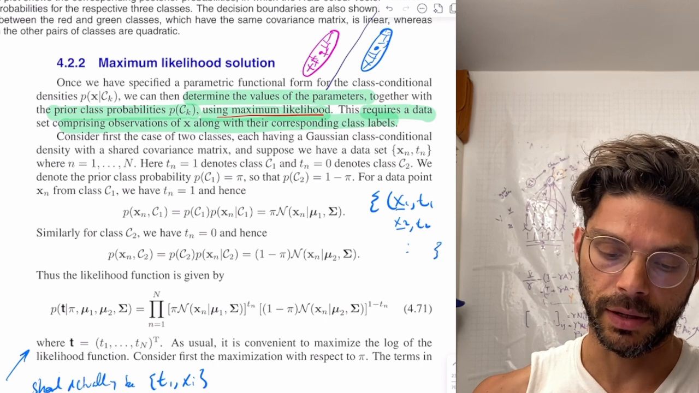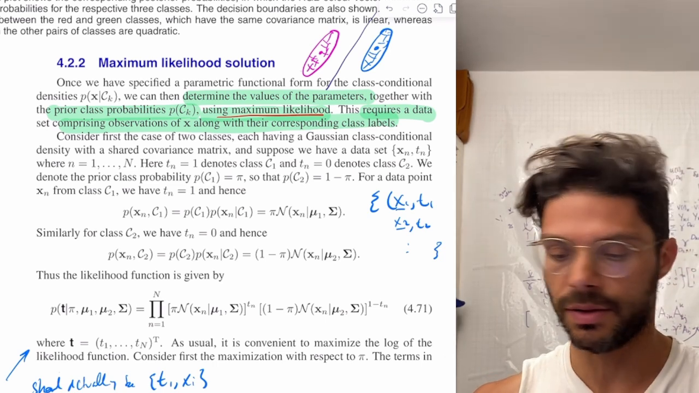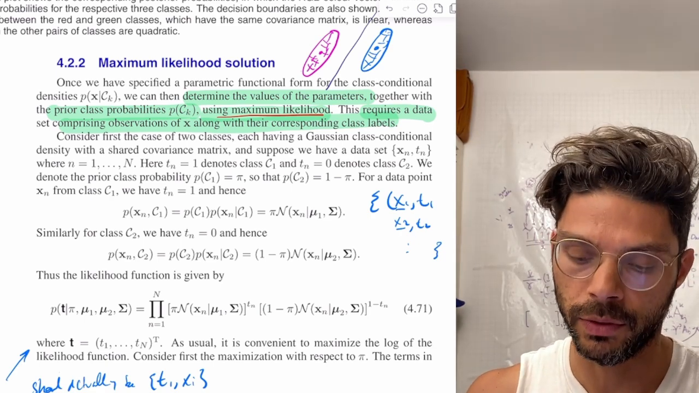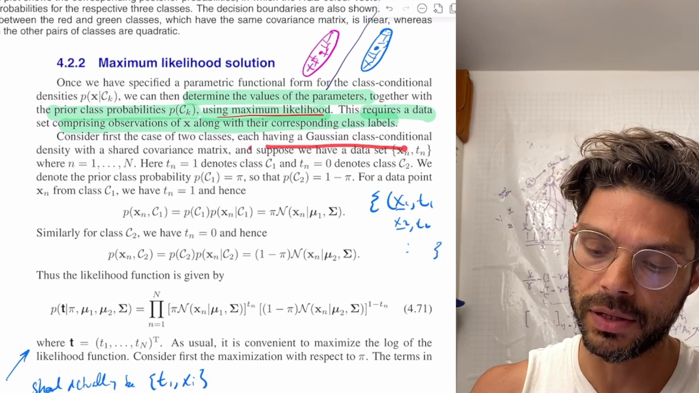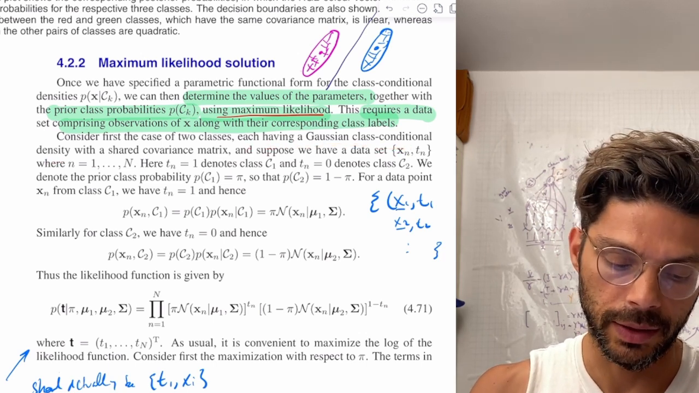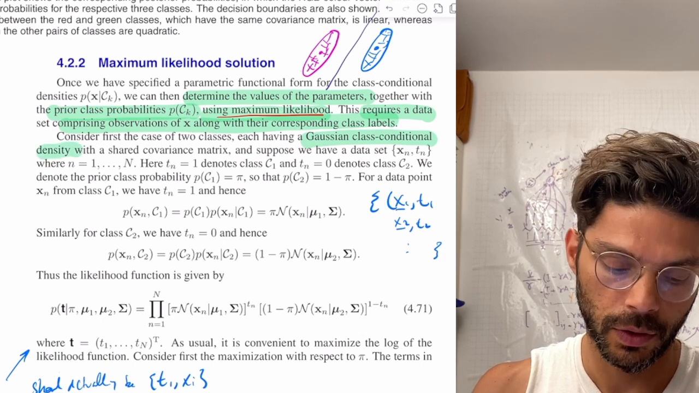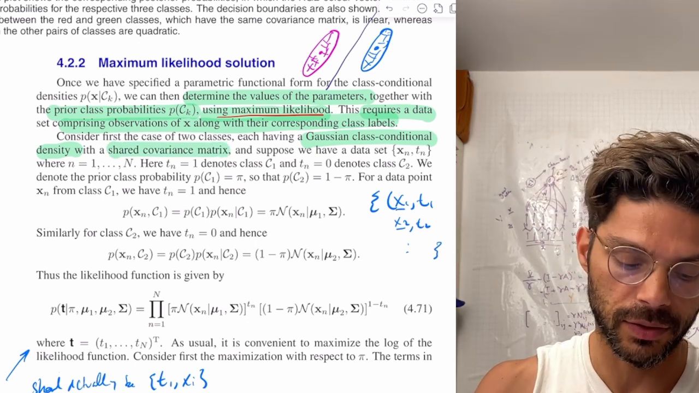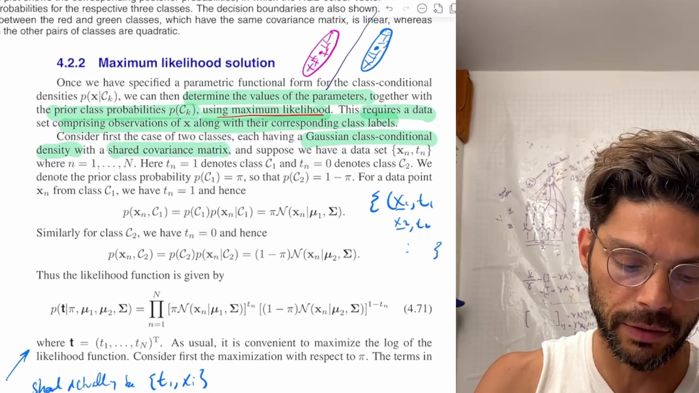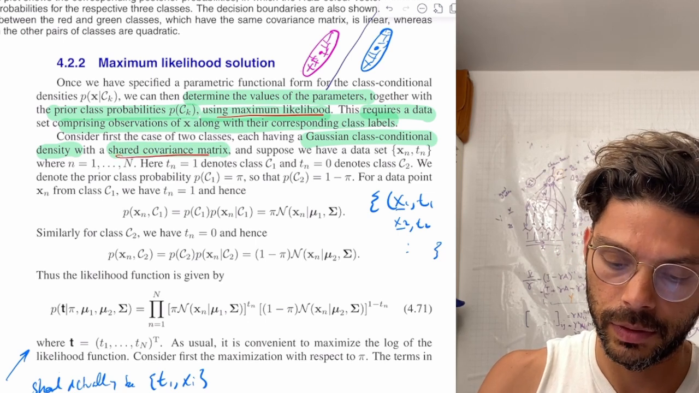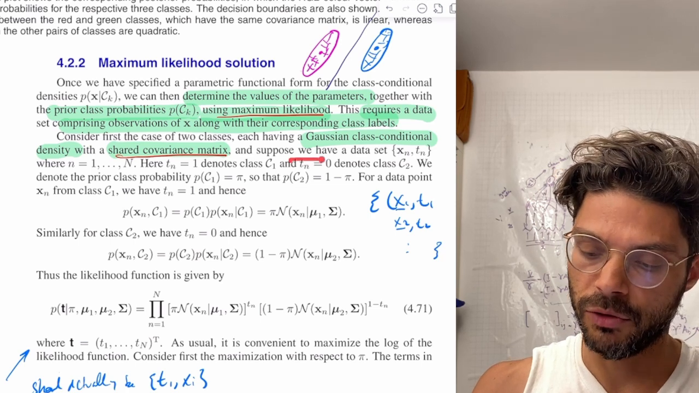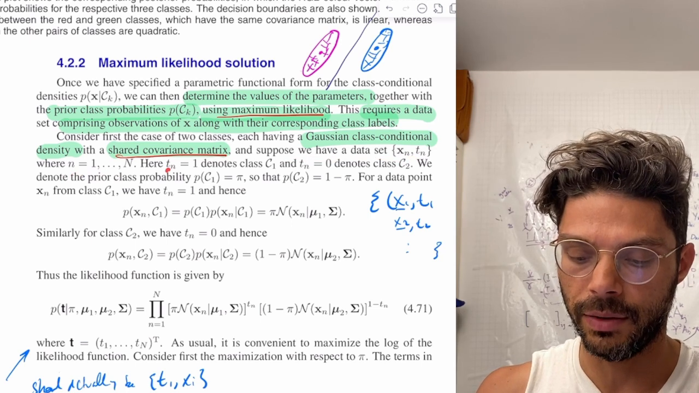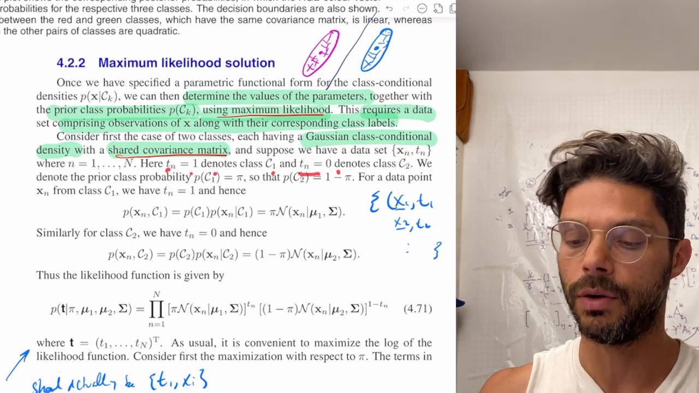Okay, so let's just look at the case of two classes. The general case is very easy to determine once you know the two-class case. Each has a Gaussian class conditional density. Again, that's important. And with a shared covariance matrix. Okay, that's going to simplify our life dramatically. Suppose we have a data set xn, tn, where n equals 1 to N. Okay, tn equals 1 denotes class C1, and tn equals 0 denotes class C2.